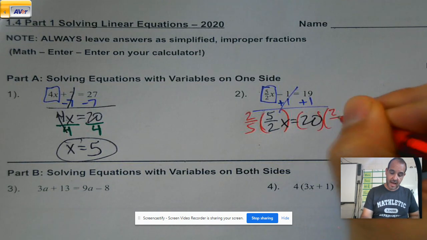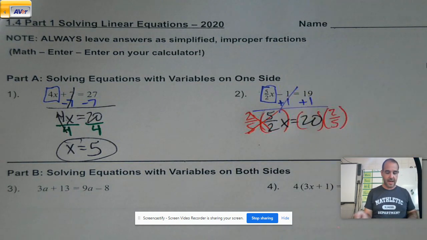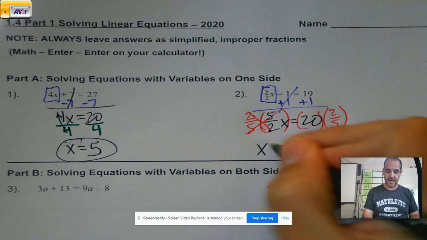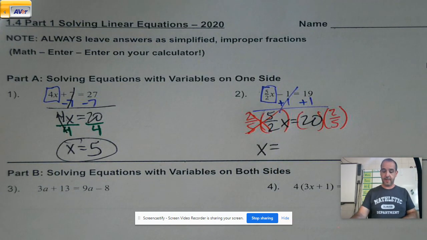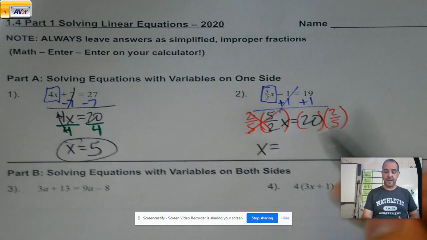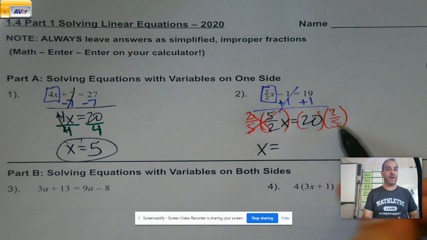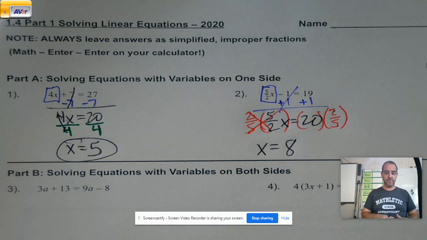Now, some of you are like, I don't know how to do that off the top of my head. How am I going to get the answer without a calculator? A couple ways. One would be remembering that we're multiplying by what's on top and dividing by the bottom. 20 times 2 is 40, divided by 5 is 8.